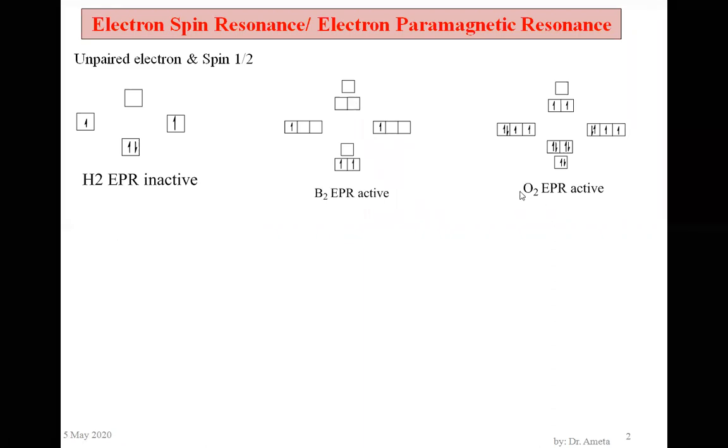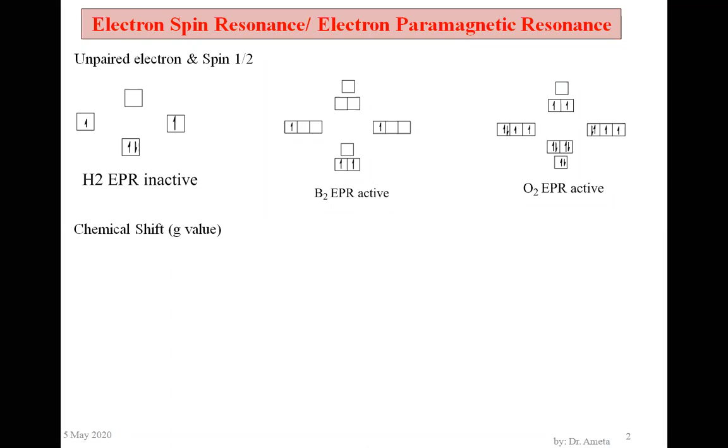In case of O2, oxygen, there are two oxygen atoms, and both oxygens have 8 electrons in the outermost shell. So when we fill these electrons in its molecular energy diagram, we can fill like this: electrons in sigma and pi bonding orbitals, and 2 electrons in unpaired condition in pi star or pi anti-bonding molecular orbital. So it has 2 unpaired electrons. That's why it is EPR active.